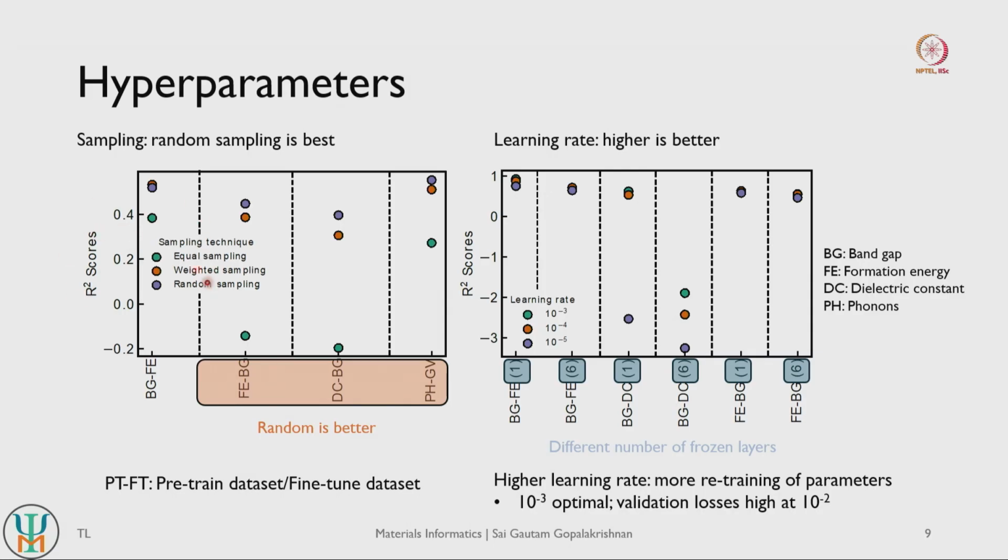And with respect to sampling your fine tuning data set, we took into account three different strategies that you can use for sampling. One is referred to as equal sampling. So in equal sampling we take the fine tuning data set, split that into n number of equal bins, right, and then we take the same number of data points randomly from each bin, right. So that is what is referred to as equal sampling.